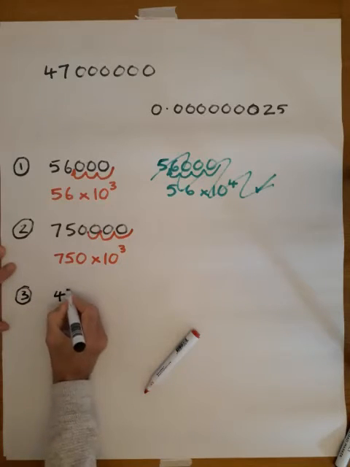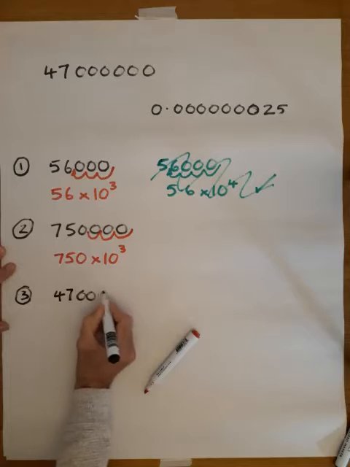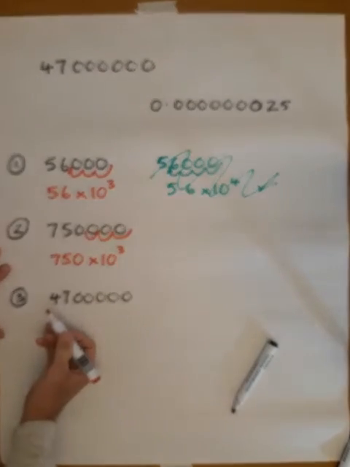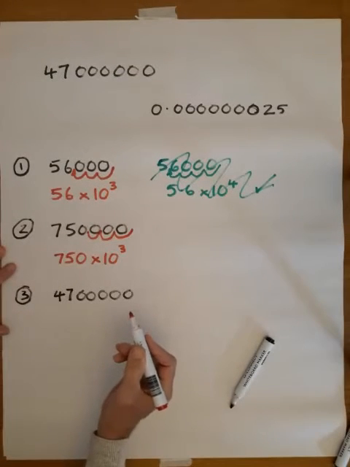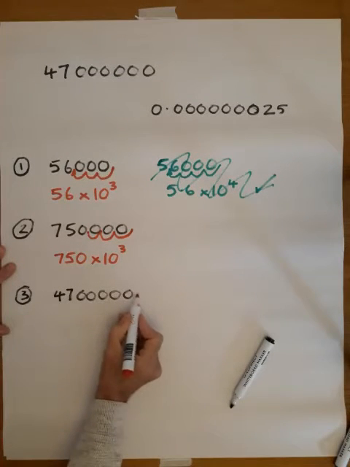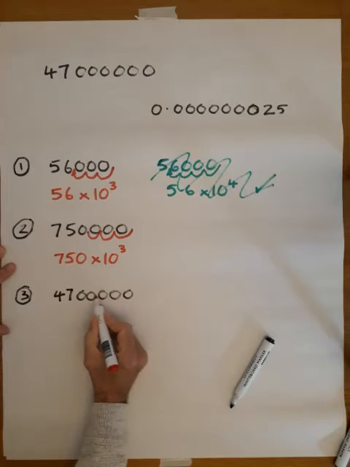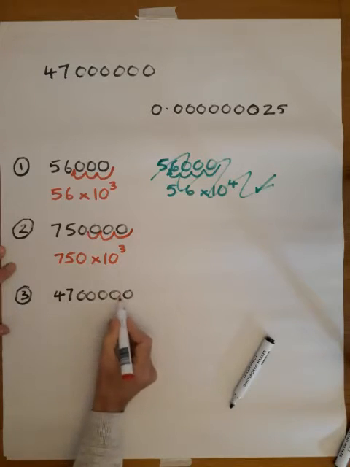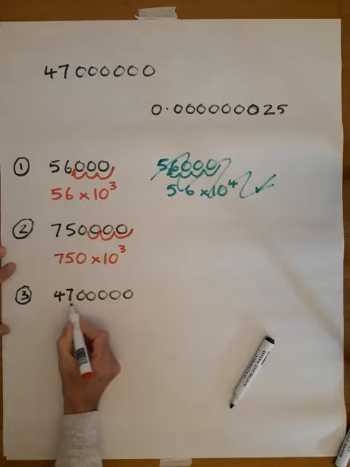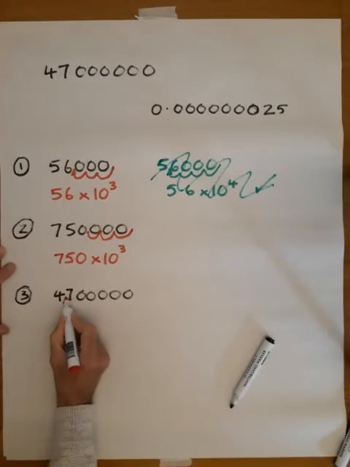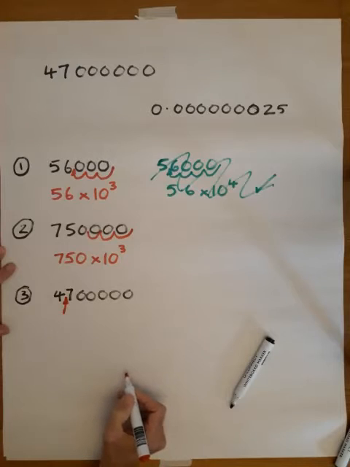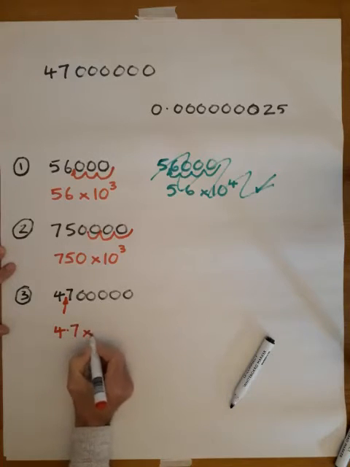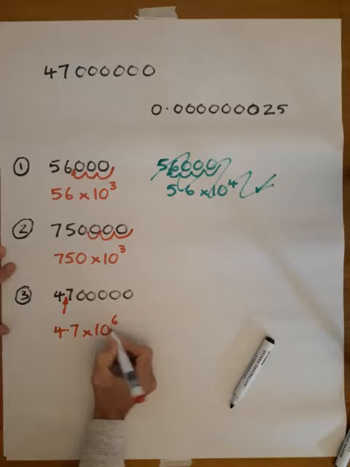So let's have 47. Here's the number. Move the decimal point in chunks of 3. 1, 2, 3. 1, 2, 3. Or if you prefer, 1, 2, 3, 4, 5, 6. And my new decimal point is going to go in there. My answer is 4.7 times 10 to the 6.